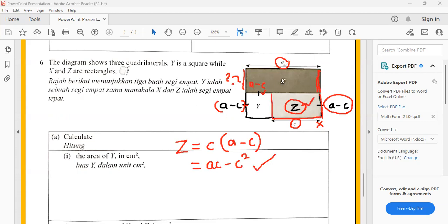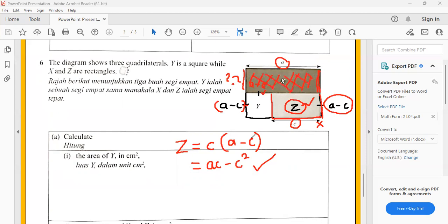Okay, now the question is, how do I find the area of x? Now to find my area of x, oh, girls, there is a way. Come on, think. I just found it already. How do I find my area of x?